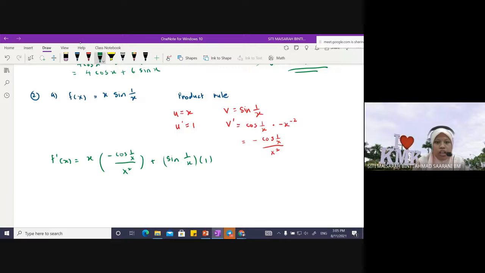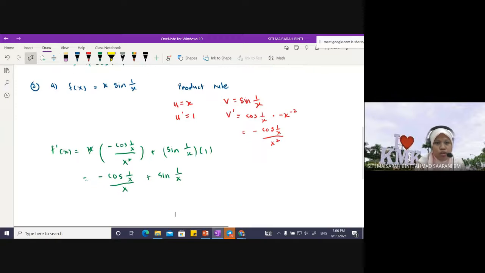Okay, untuk yang ini we can cancel x. So then negative cos 1 over x plus sine 1 over x. Okay, so this is your answer lah for 2A. Then we continue with question B.